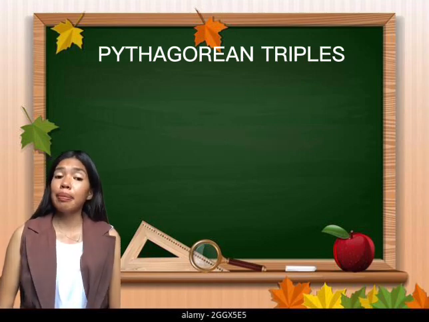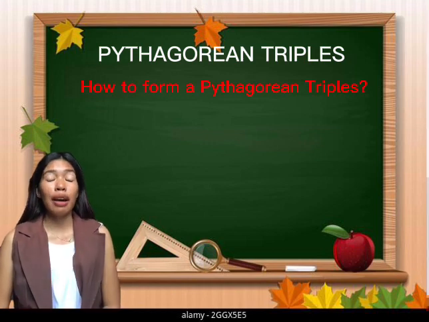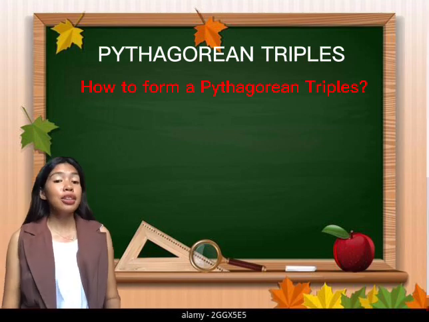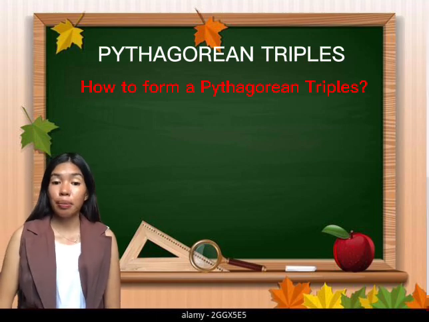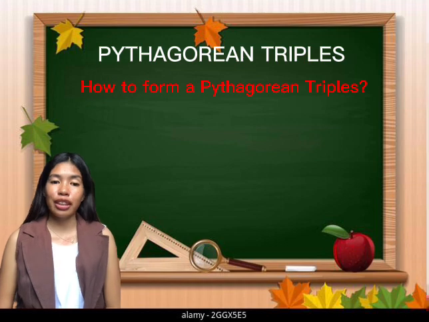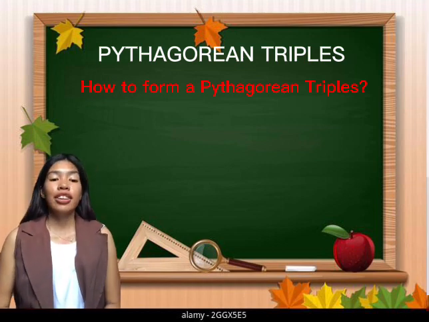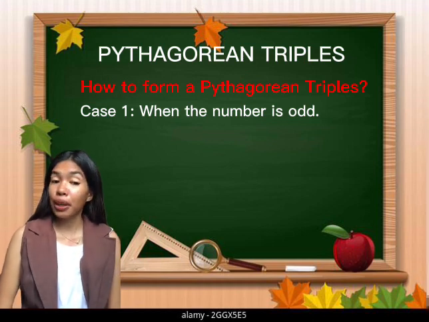I also learned about how to create Pythagorean triples. So how to form Pythagorean triples? As we know, a number can be an odd number or an even number. Now let us discuss how to create the Pythagorean triples. There are two cases. Case 1: if the number is odd.